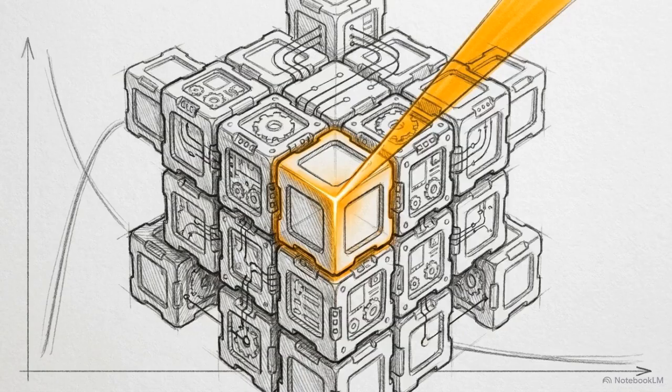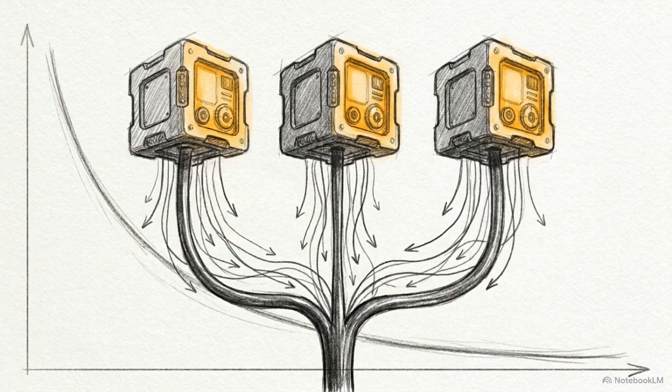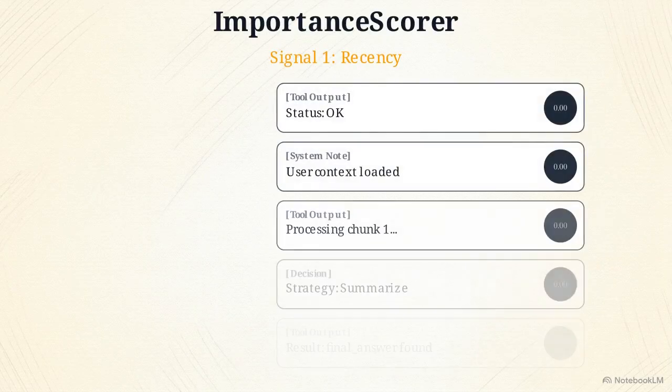Before the system can transform any data, it must identify which tokens carry the lowest relative value. That identification is the role of the importance score class. It reads every memory entry in the log and calculates a composite score based on 3 distinct signals. This diagram visualizes the first signal, recency.